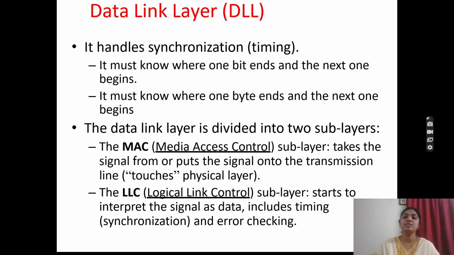And the switch is called a data link layer device. And then this data link layer is divided into two sublayers. One is the MAC layer, that is media access control, which is the lower sublayer. And the other one is the logical link control layer, which works along with the network layer, that is, it is in touch with the network layer. So it interprets the signals as data, including the timing synchronization and the error checking.